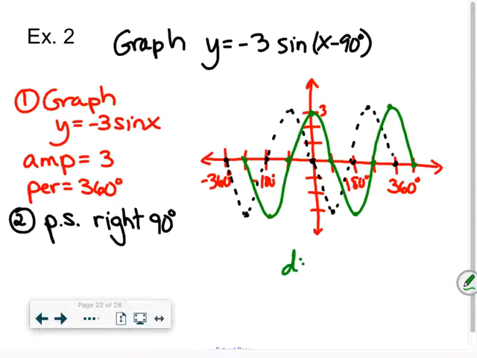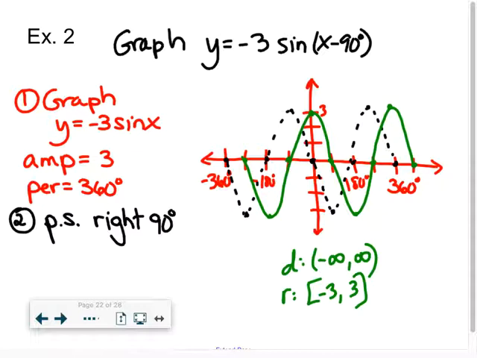So my domain is negative infinity to infinity. Because the graph oscillates forever and ever to the right, forever and ever to the left. So the domain is negative infinity to infinity. My range are y values. So this one goes down to negative 3 and up to 3. When you talk about domain and range, interval notation is the smallest value on the left, largest value on the right.